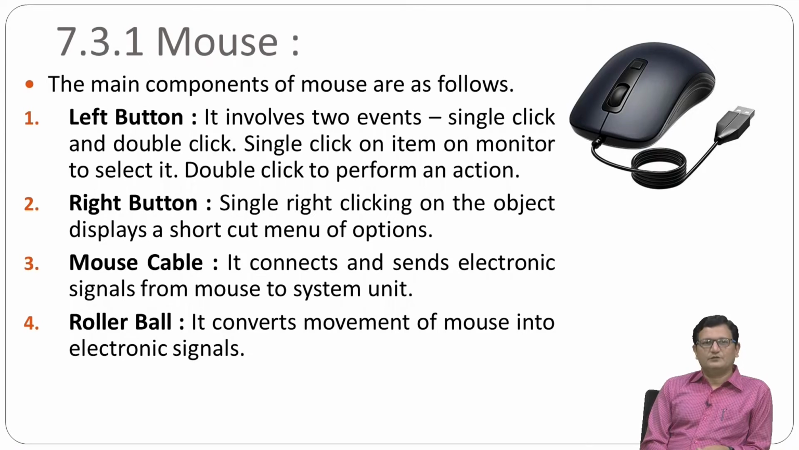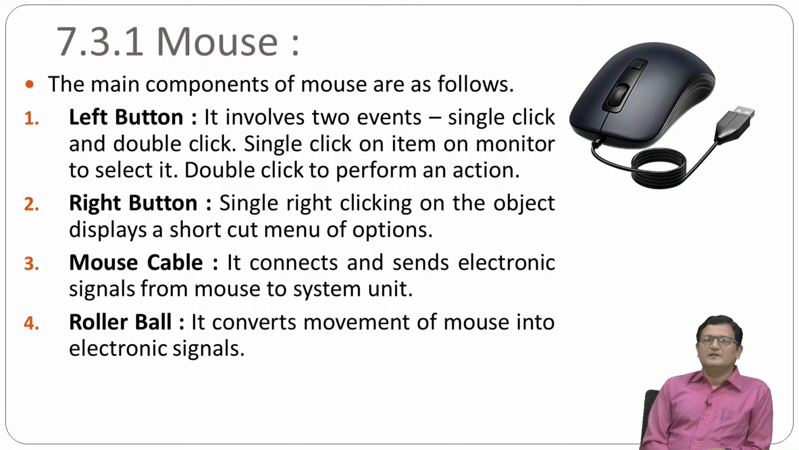The right button is used if you want to open a shortcut menu. Suppose you want to access the properties of a file. You select the file with a single left click, then you do a right click, and a small pop-up menu appears. In that you find the property menu, you just click on it, and that way you can open the properties of any file. So to open the shortcut menu or pop-up menu, you need to use the right button of the mouse.